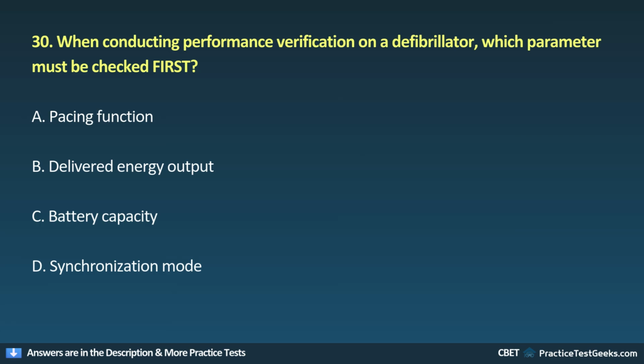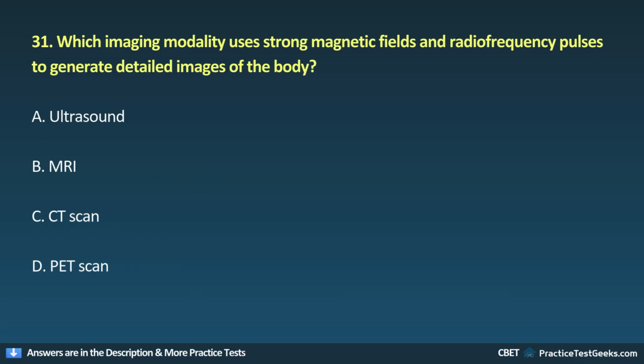30. When conducting performance verification on a defibrillator, which parameter must be checked first? A. Pacing function. B. Delivered energy output. C. Battery capacity. D. Synchronization mode. 31. Which imaging modality uses strong magnetic fields and radio frequency pulses to generate detailed images of the body? A. Ultrasound. B. MRI. C. CT scan.